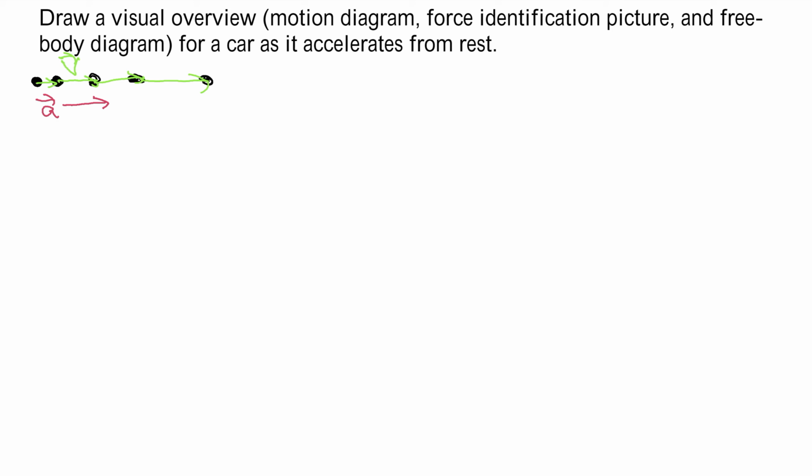The next thing we've got to do is the force identification picture. This is where you draw the actual situation and then you draw a circle around the situation so you can identify the forces. So what am I actually going to draw here? I'm going to draw a car. It's going to be an amazing picture. The car is going to be on the ground.